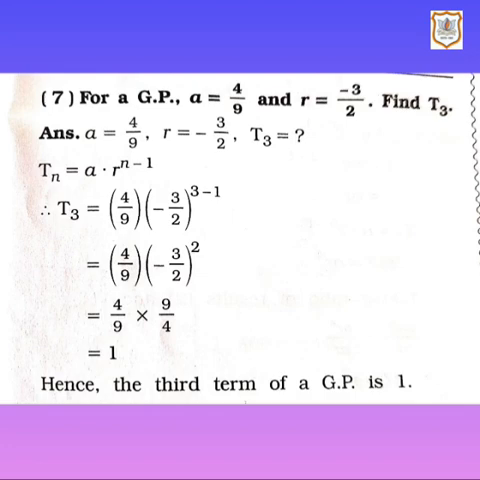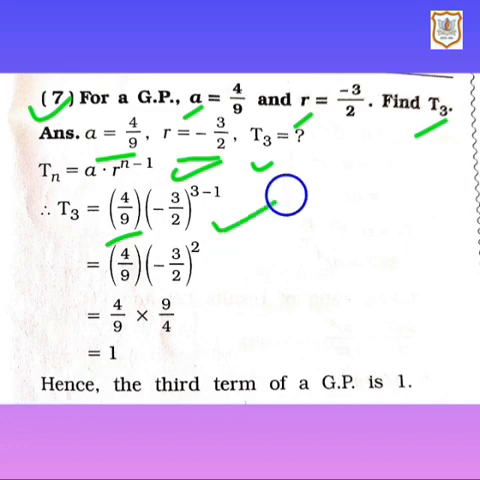Let's continue with sum number 7. For a GP, A is 4 by 9, R is minus 3 by 2, find T3. So here A is 4 by 9, R is minus 3 by 2, and we need to find T3. So N is 3 here. So we'll apply the formula of Tn. Tn is equals to A multiplied by R to the power n minus 1. So we'll multiply 4 by 9 and minus 3 by 2 to the power 3 minus 1. This will give you 4 by 9 times minus 3 by 2 to the power 2.